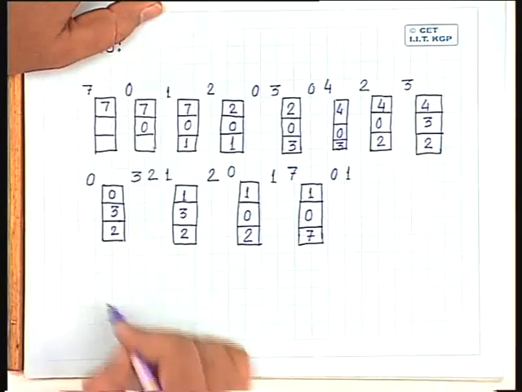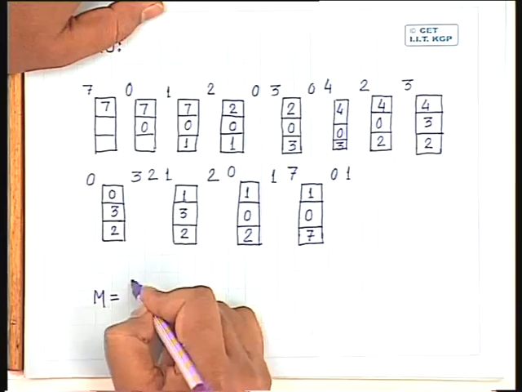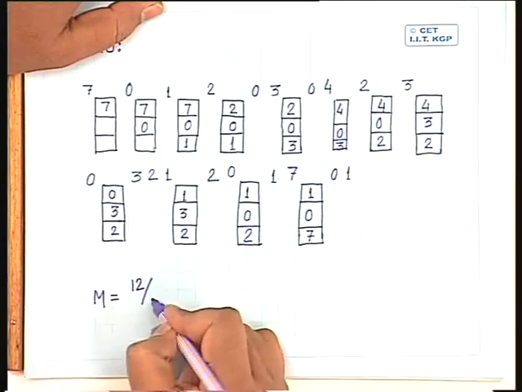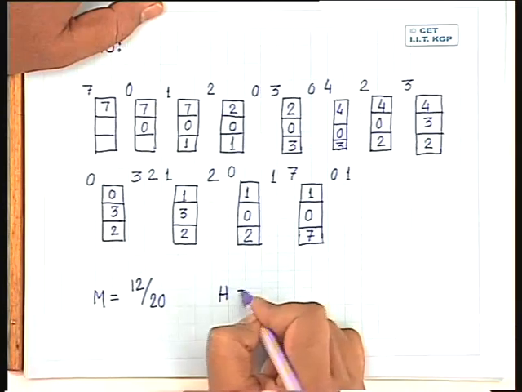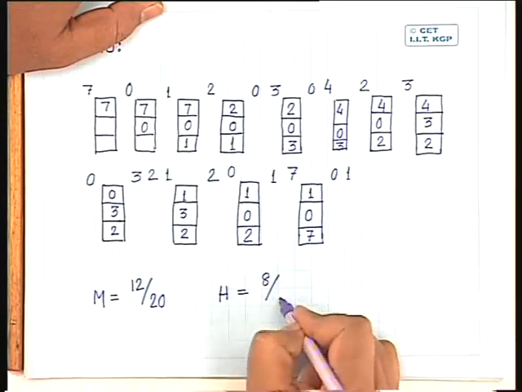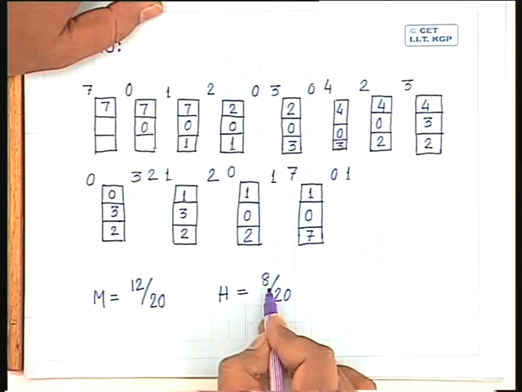Okay. So what is the number of misses in this case? 12. So miss ratio is 12 by 20. And hit ratio is obviously 1 minus that, which is equal to 8 by 20. So I have 12 misses and 8 hits.